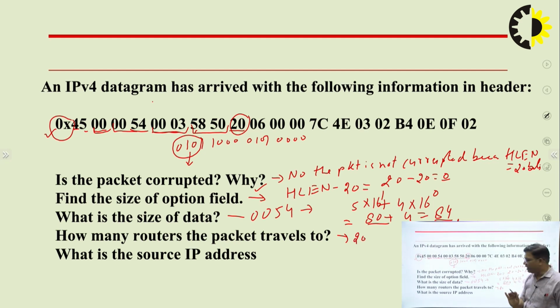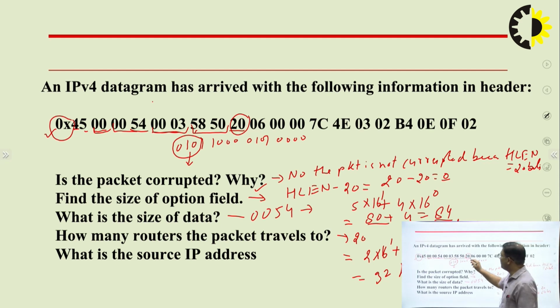20. Time to live. You can calculate it as 2 into 16 to the power 1 plus 0 into 16 to the power 0, which equals 32. So 32 hops, or you can say 32 routers, need to pass to deliver your data from this point to this point. This time to live is always decremented as we pass through routers. When it reaches its destination, the time to live becomes 0.